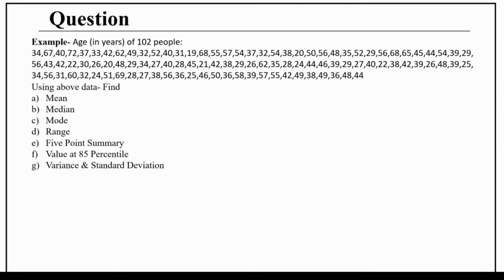Hello friends, welcome again. In this session we will solve a question related to dispersion. Given data of 102 people's ages, we need to find the first one is mean, second one is median, third one is mode, fourth one is range, fifth one is 5-point summary, sixth one is value at 85th percentile, and seventh one is variance and standard deviation. We will solve this question by using Excel. So let's go.